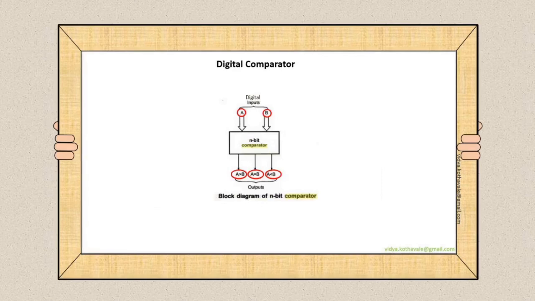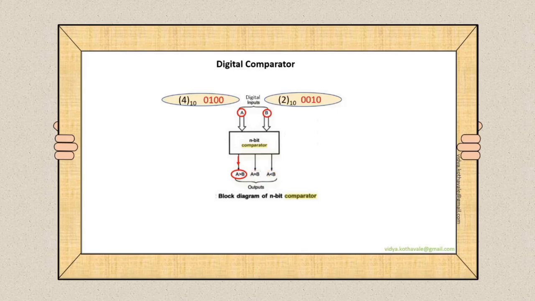The digital comparator. It compares the 2 digital inputs. Here, the two digital inputs A and B are compared and we get one of the three outputs: either A greater than B, or A is equal to B, or A less than B.